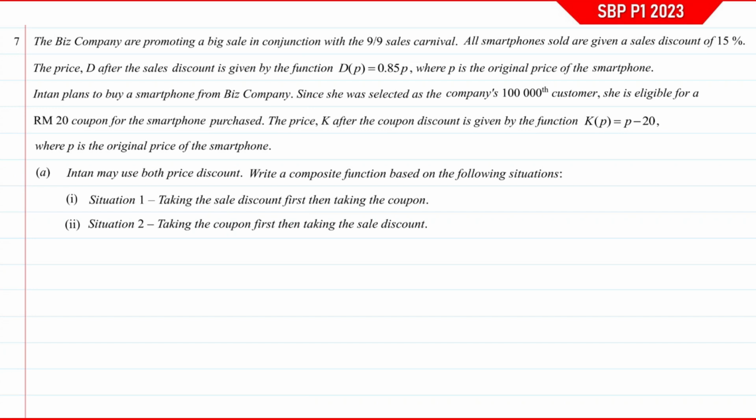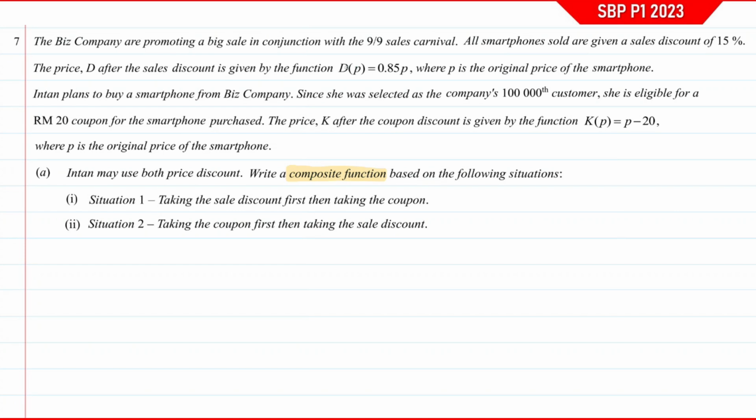The price K after the coupon discount is given by the function K(p) equal to p minus 20, where p is the original price of the smartphone. A. Intan may use both price discounts. Write a composite function based on the following situations. Situation 1. Taking the sale discount first, then taking the coupon.